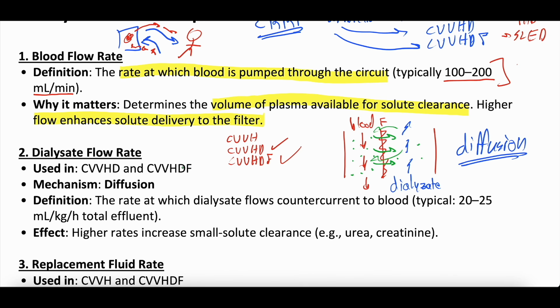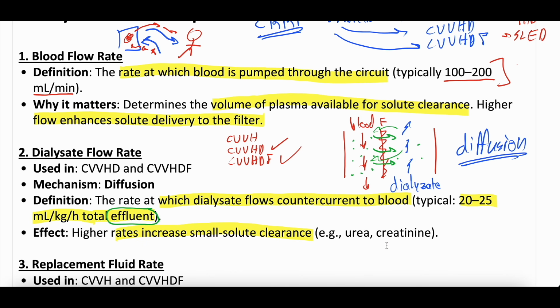So the dialysate flow rate is the actual rate at which the dialysate is flowing countercurrent to the blood. This is typically 20 to 25 milliliters per kilogram per hour of total effluent. Effluent is a new term that we're going to be talking about in a second. Okay, so the dialysate flow rate is important because, just like the blood flow rate, a higher rate increases solute clearance. And we can understand that, right?